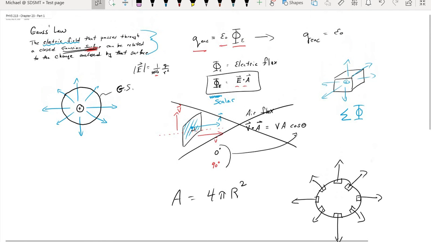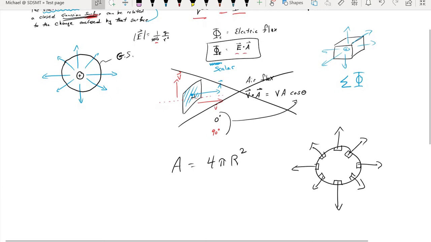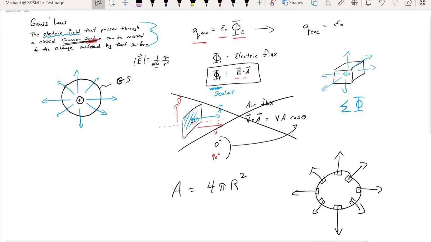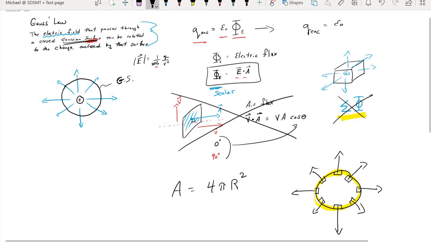If I want to get the total flux through the surface of this sphere, well, I'm going to have quite a time going around trying to individually add up all of these individual pieces as a summation. And so instead, what we will do is we will integrate about the surface of our container.